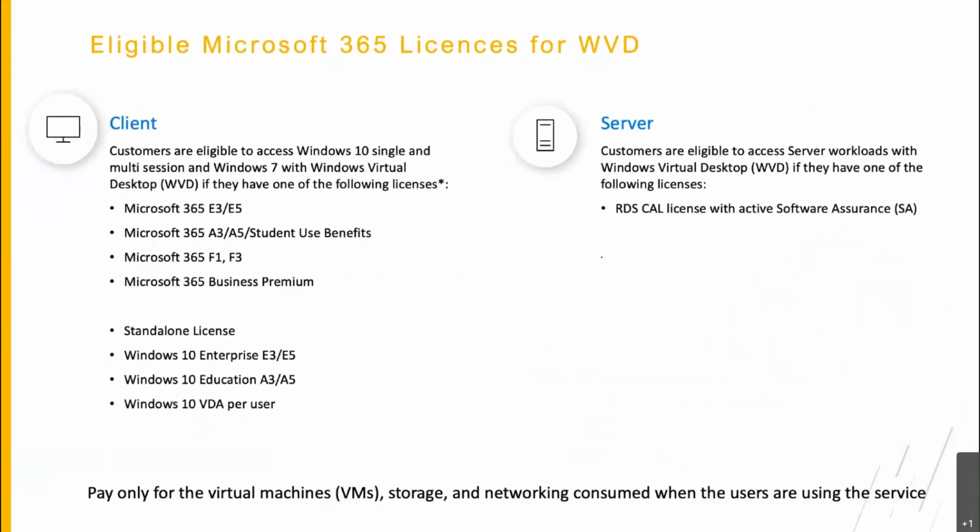Up on screen on the left-hand side are the Microsoft 365 plans that will give you rights to Windows Virtual Desktop and FSLogix. Generally, if you have a Microsoft 365 license and not the Office 365 license, you will have rights. On the right, if you want to access your server workloads with WVD, then you will require RDS CALs with active software assurance. For both options, you can still take advantage of reserved instances, so that's your 1 and 3 year plans where you can save up to 70% versus pay-as-you-go pricing, and now with monthly payment options.